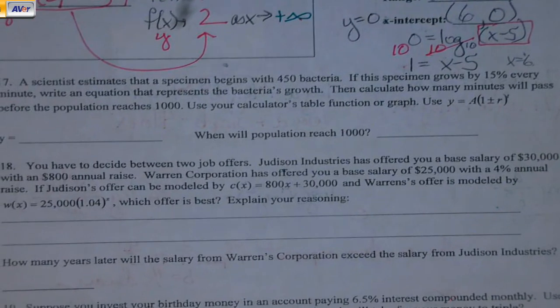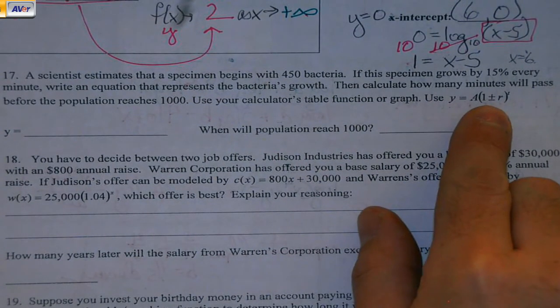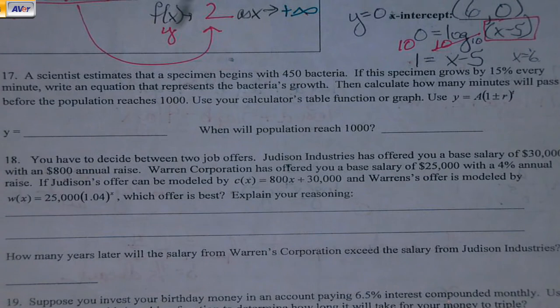And finally, applications. Just like before, I give you the formula, use it. Scientist estimates the specimen begins with 450 bacteria. If this specimen grows by 15% every minute, write an equation that represents the bacteria's growth. Then calculate how many minutes will pass before the population reaches 1,000.